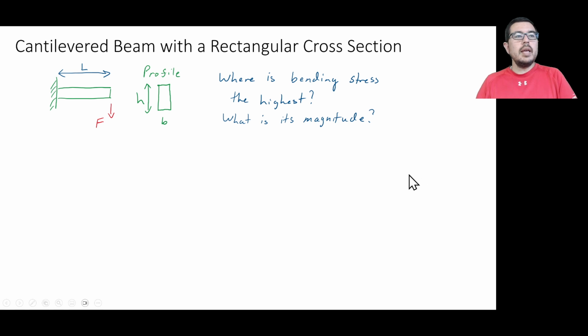Now, let's take a look at a cantilever beam with a rectangular cross section. And the question is, where is the bending stress the highest, and what is its magnitude?